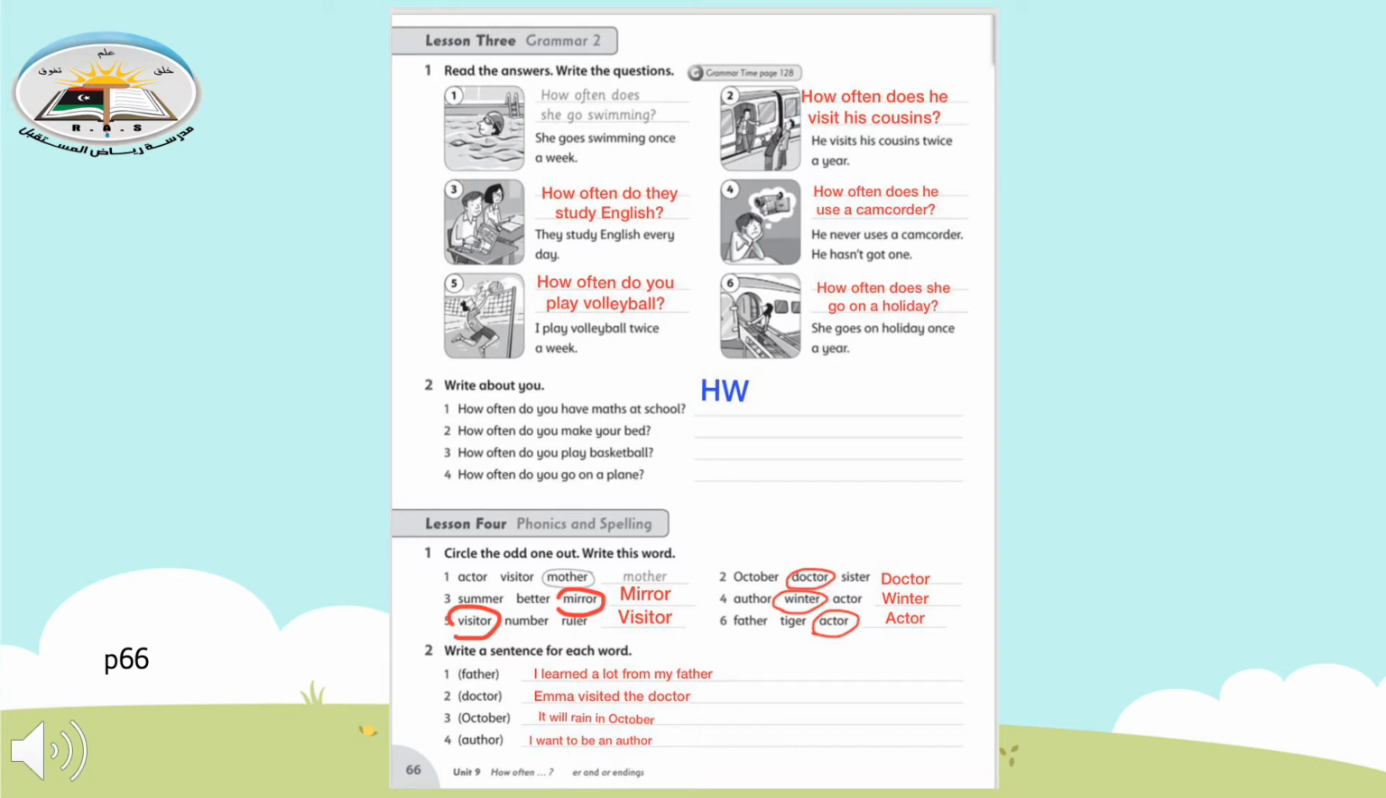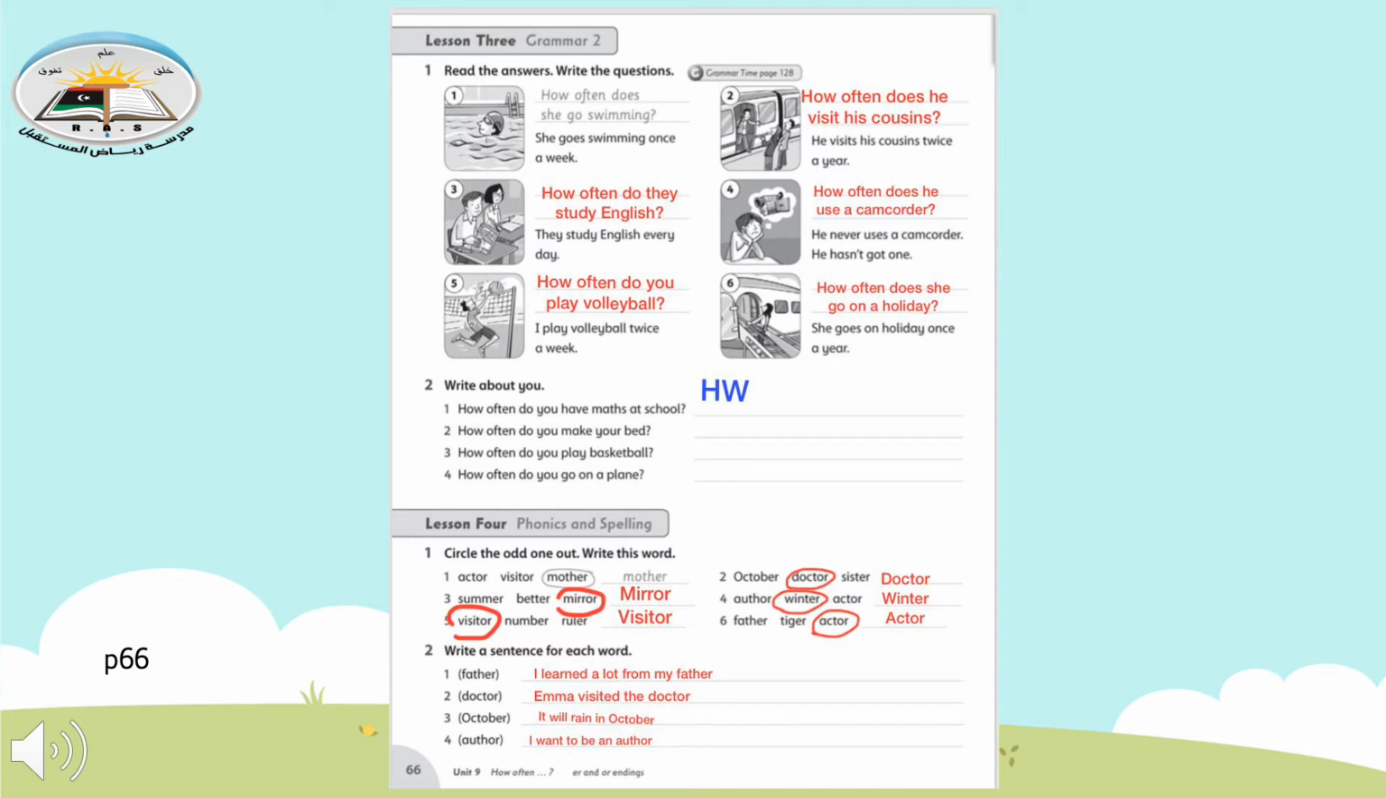So we have the word father. Father is the person who is married to your mother, is your dad or daddy, or in Libya we call him Baba. Number 2, we have doctor. Doctor is the person we go to when we are sick. He gives us medicine and he gives us a solution for our health problems. And then we have October. October is the 10th month in our year. So it's month number 10 in the year.